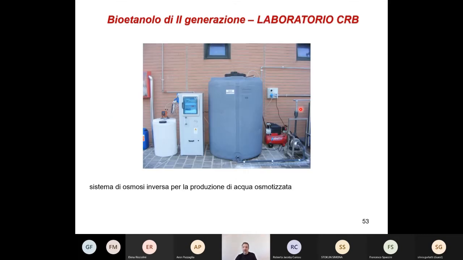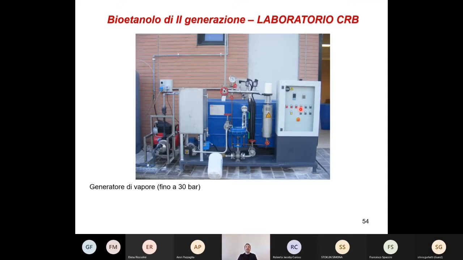I go quickly because we will see these laboratories in the next lesson, but just to have a look also for the ones that will not attend this visit. This is our laboratories. This is the system for the production of water, not so interesting, but this is the steam generator for the steam explosion process. So we need a boiler for steam generation.